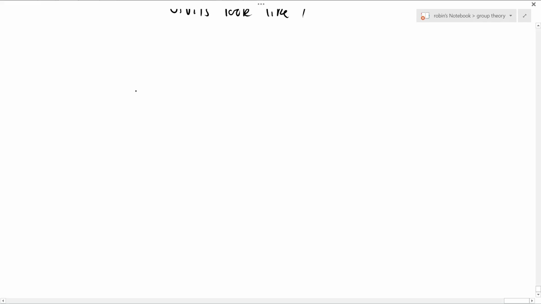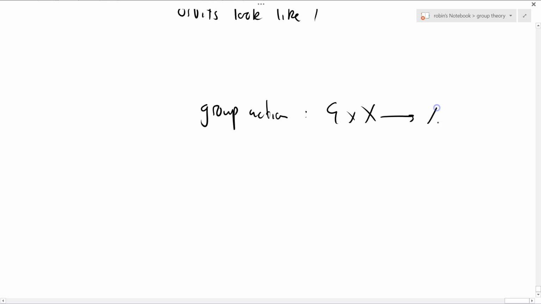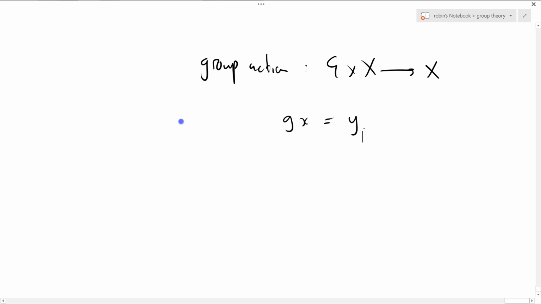Okay, so we've got our group action, which maps G cross X to X, and we see that Gx equals Y. That's how we write it, where G is a member of G, X is a member of X, and the group action G acting on X sends it to Y, where Y is a member of X.